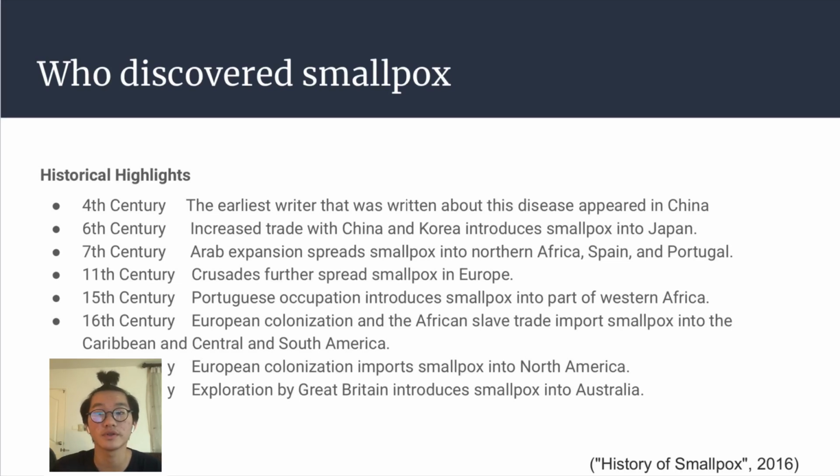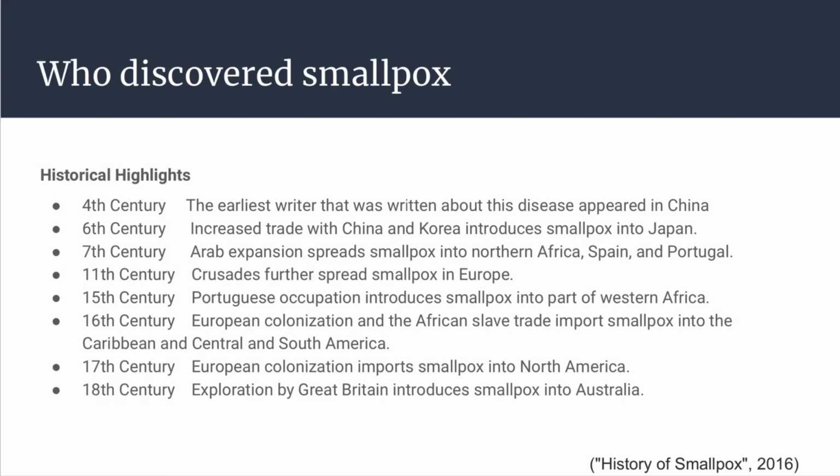In the 15th century, Portuguese introduced smallpox into parts of Western Africa, and in the 16th century, European colonies and the African slave trade imported smallpox into the Caribbean Sea and Central and South America. In the 17th century, European colonies imported smallpox into North America, and in the 18th century, the British introduced smallpox into Australia.